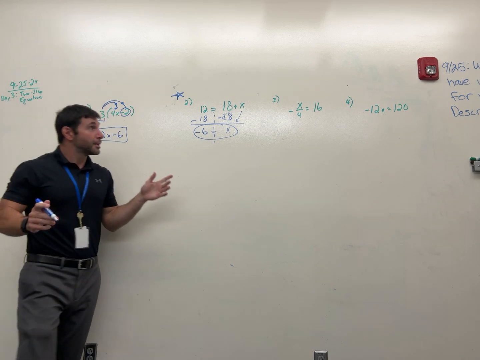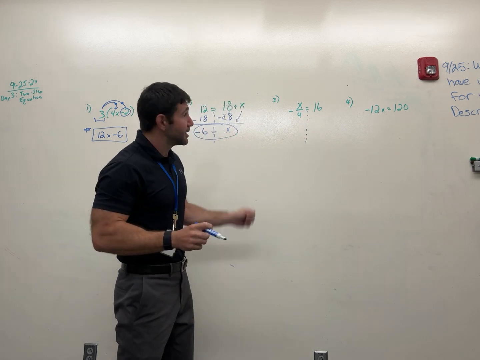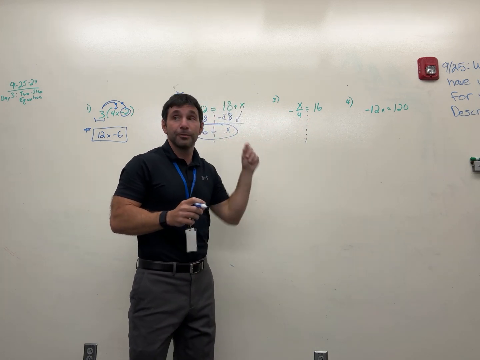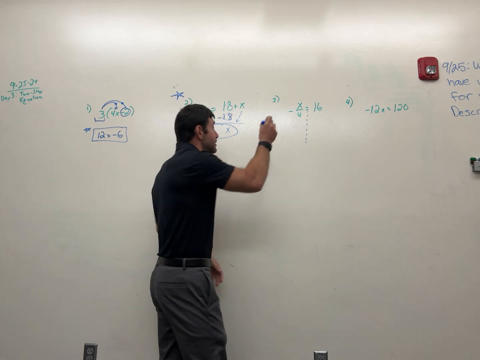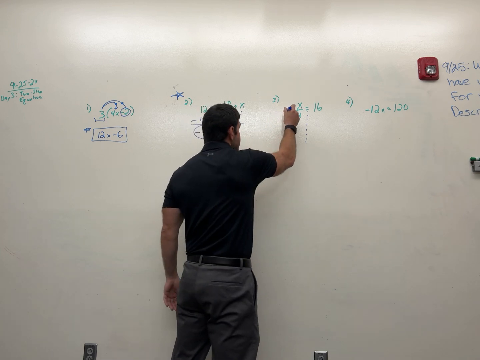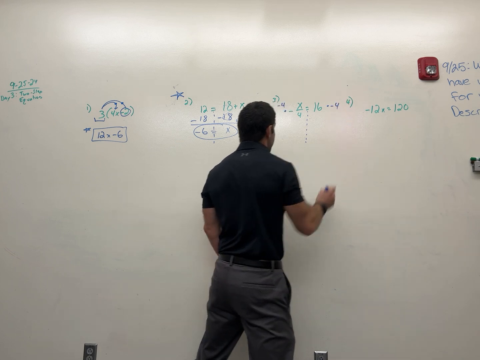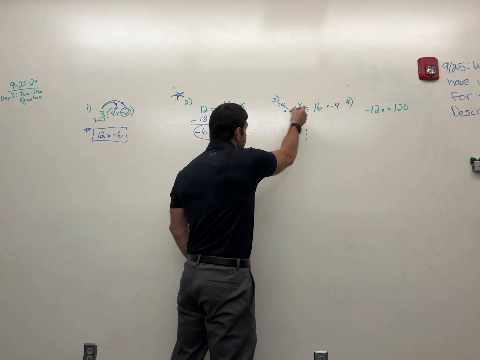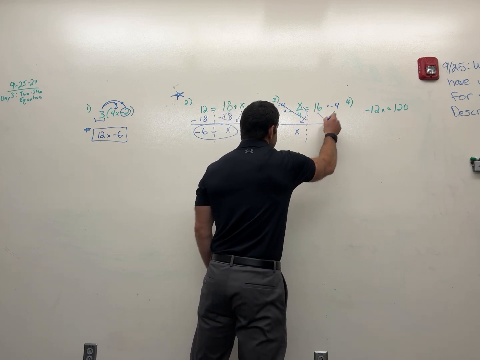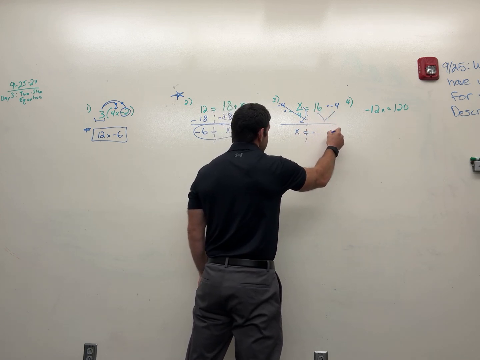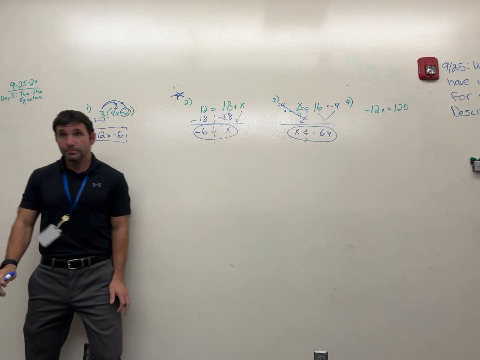Okay? Here, this is what we did yesterday. Balance point. When I read this, I say x divided by -4. X divided by -4. The inverse of division is? Multiplication. We need to multiply both sides by the -4. That takes care of this, which means we're left over with 1x. 16 times -4 is going to be -4, carry the 2, -64. Questions there?